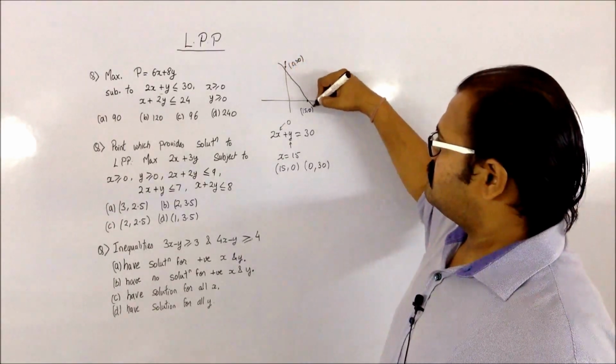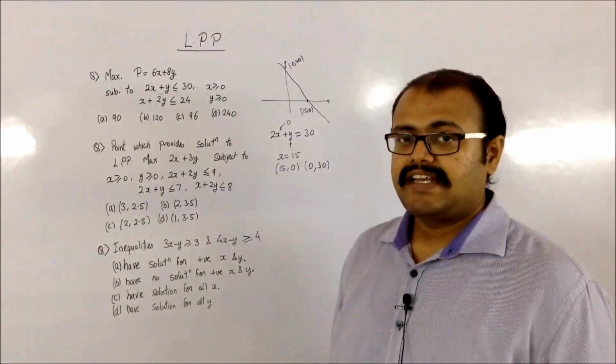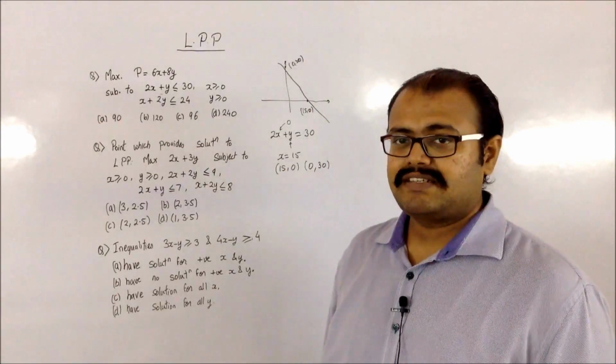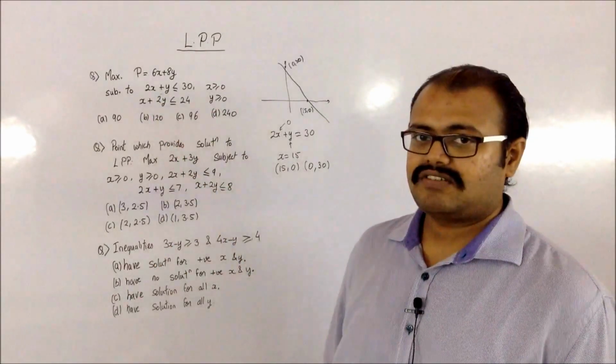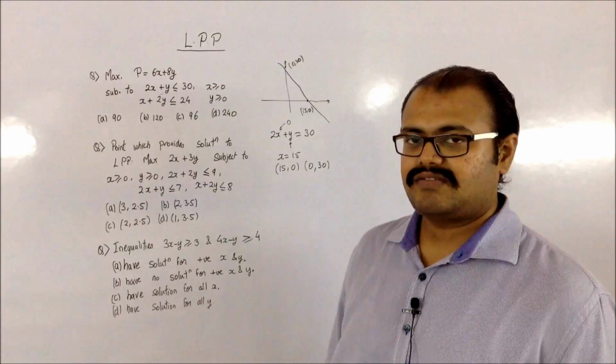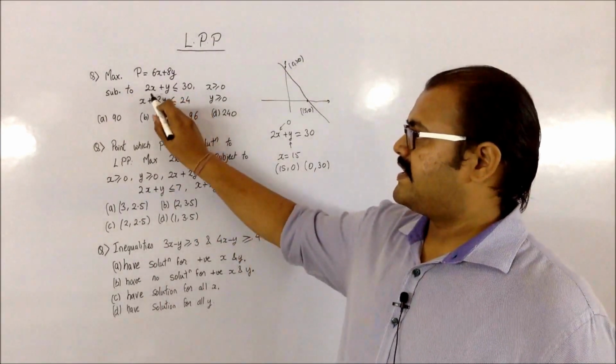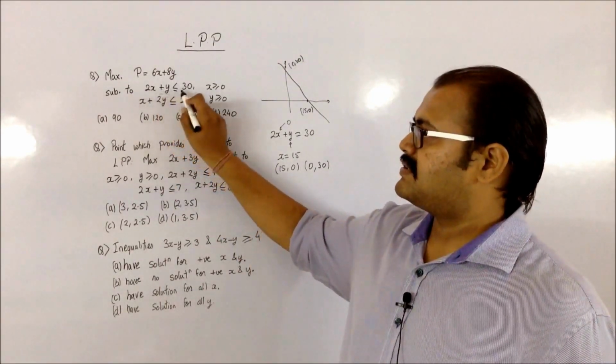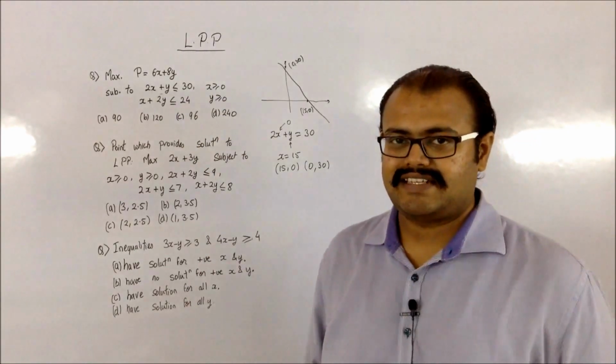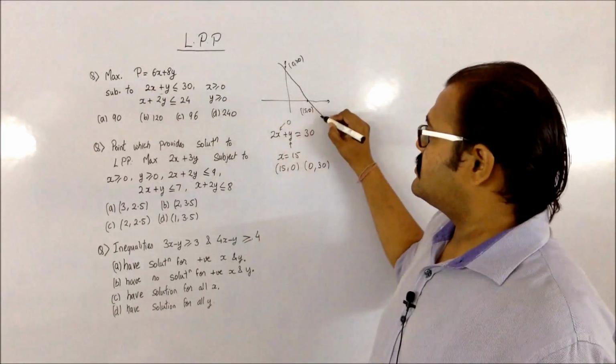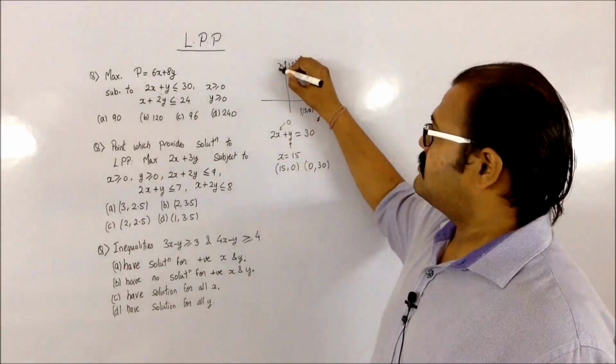Now draw that line. Now you have to check whether your 0 comma 0 is going to satisfy this equation or not. So you substitute x equals 0, y equals 0. So what you will be getting is 0 plus 0 less than 30, which is obvious. 0 is less than 30. So your region is going to be below this.